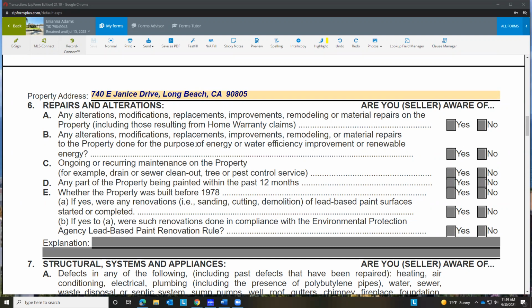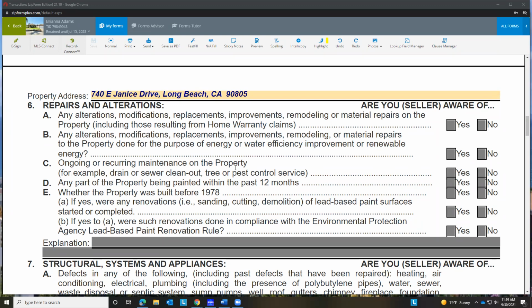Any alterations, modifications, replacements, improvements, remodeling, material repairs to the property done for the purpose of energy or water efficiency improvements or renewable energy. Okay, if they've got solar panels, if they've got low flow toilets, if they've got low flow showers, that would be a yes.